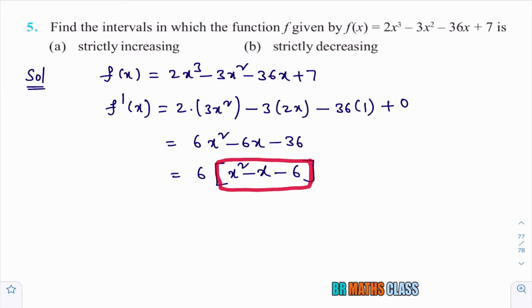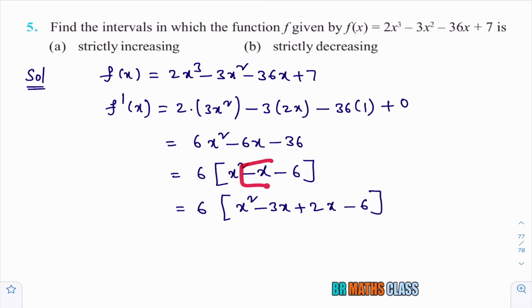Now I'll split the middle term and write it as a product of linear factors. You observe here, minus x is there. Now this minus x I write as minus 3x plus 2x. I split the middle term. Now if I simplify this further, what will I get?